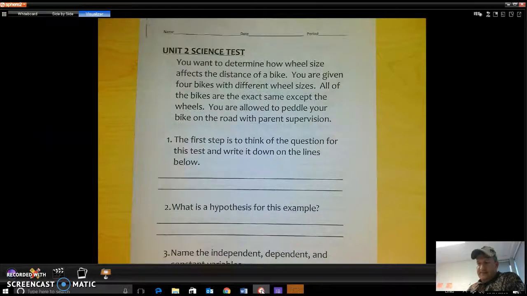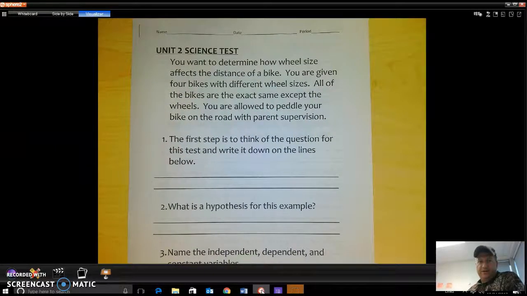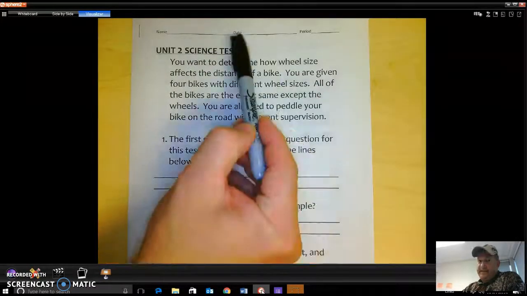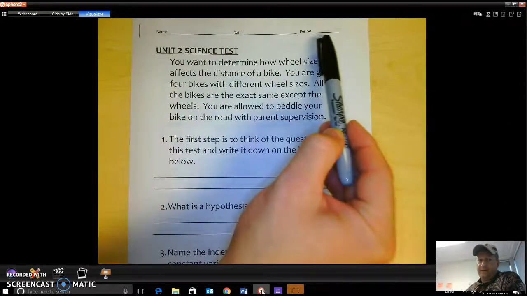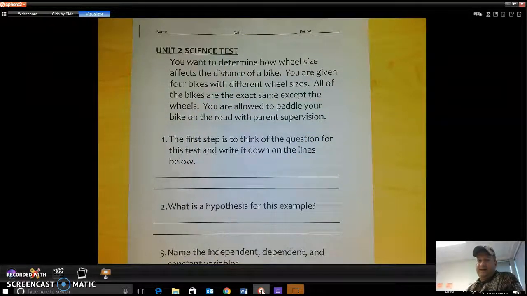Here is an example of the test. In front of you, you have your first page. Make sure that you write your first and last name up here. Make sure that you write the date and the period. Thank you. And let us begin. Again, it's the Unit 2 Science test.